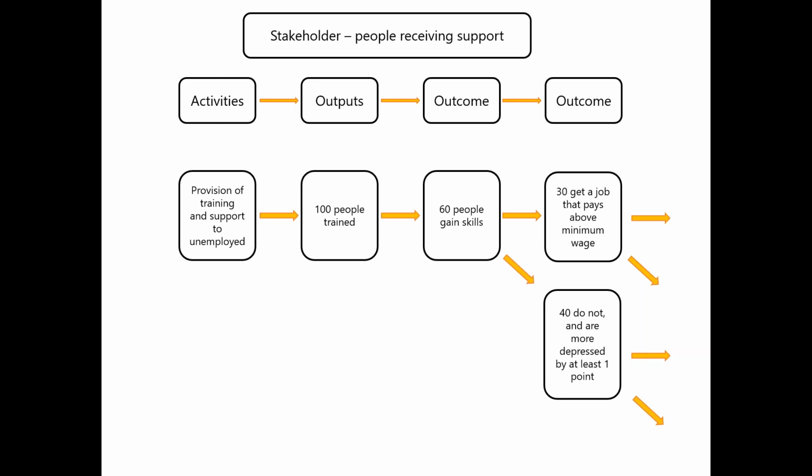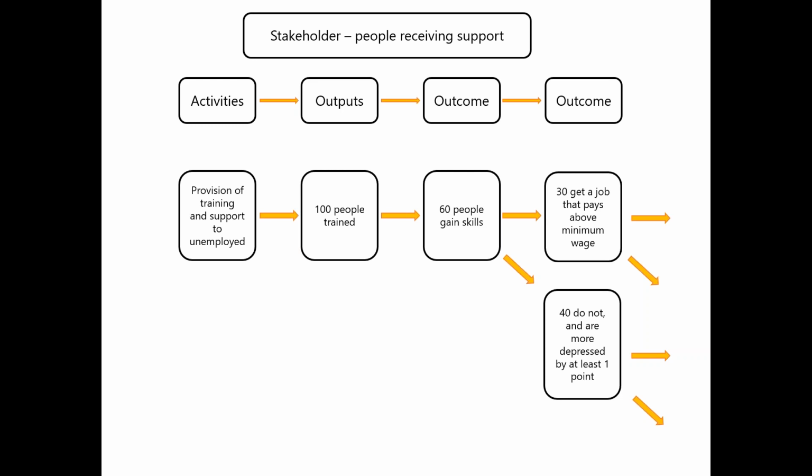I'm hoping that people are looking at this illustration and spotting a problem with it. There is a completeness issue here. We are not being complete. If we have 100 people trained, 60 gaining skills, 40 not, and not getting the job and therefore becoming depressed, but of the others, only 30, our target is only 30 will get a job, we are incomplete. We are missing certain people.